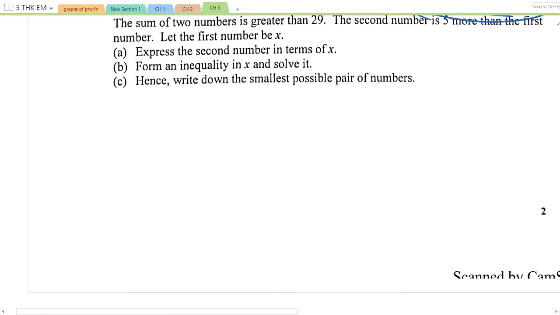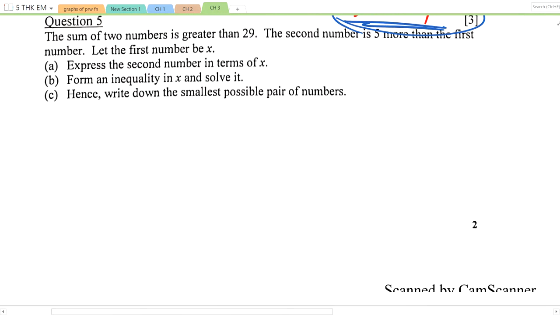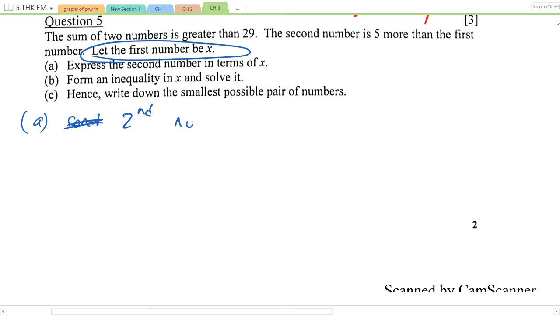Okay, question 5. Last one. Sum of two numbers is greater than 29. Second number is 5 more than the first. Let the first number be x. Wow, they're very nice to you. They tell you to let something be x. Otherwise, you have to do it yourself. Okay, express second number in terms of x. So, second number equals x plus 5.